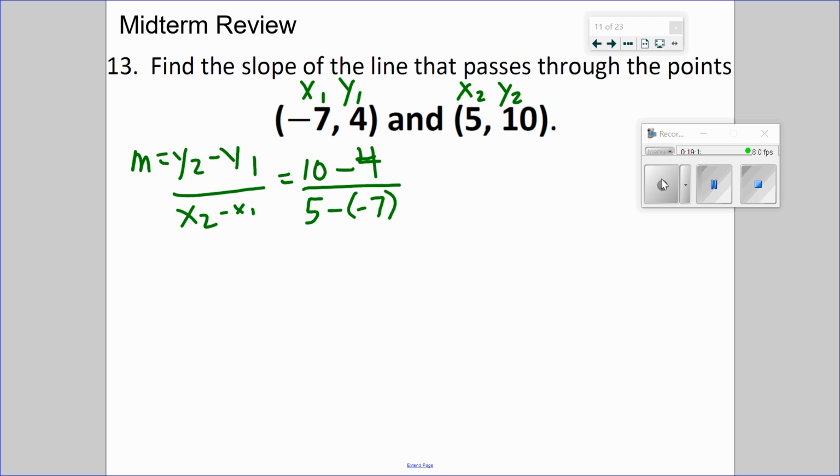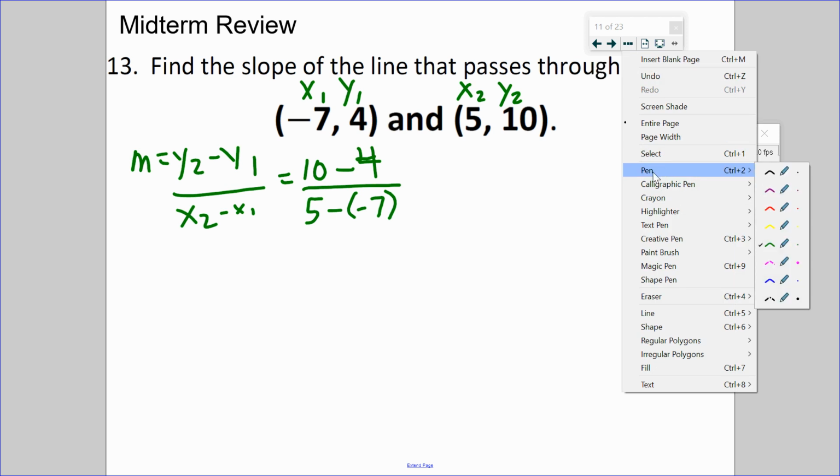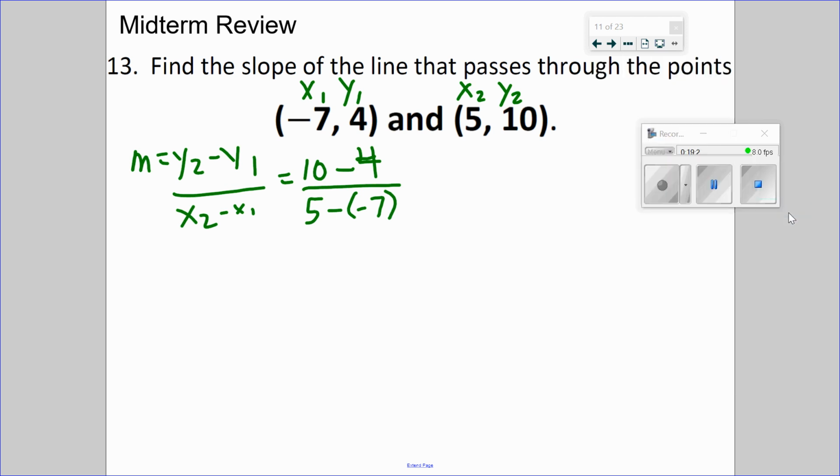Now, we're going to do the operation. Just want to change my color. I'm sorry, 10 minus 4 is 6 over, when you have two negatives, a negative times a negative is a positive. 5 plus 7 is 12. You could leave the slope like this, but it really can be simplified and reduced. It can be reduced by 6, so I get 1/2. So my slope is 1/2.